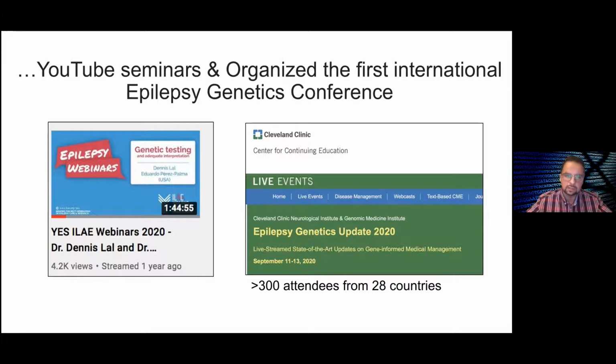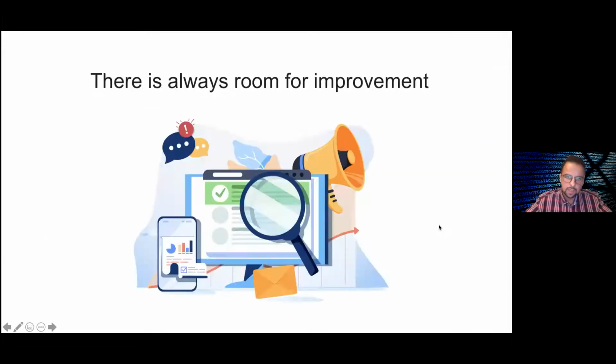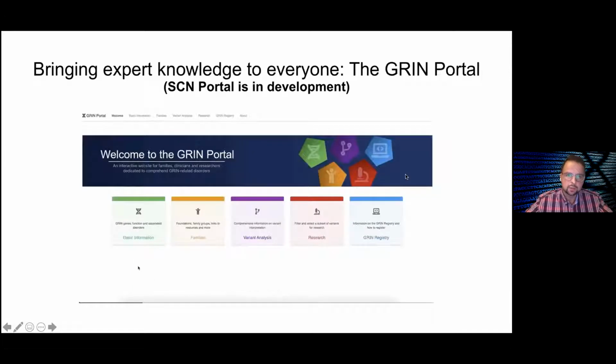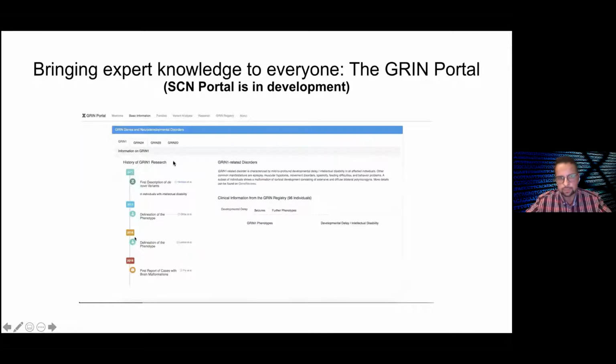So you need to understand, you need to predict what's going on. So our latest approach to make the knowledge which is already there in the community more accessible to people is building online platforms which have all the information we experts have. And I will come later to an example, to the prototype for the SCN genes, which is really a prototype.